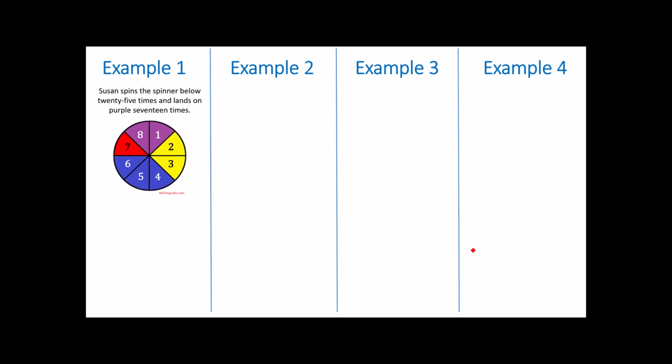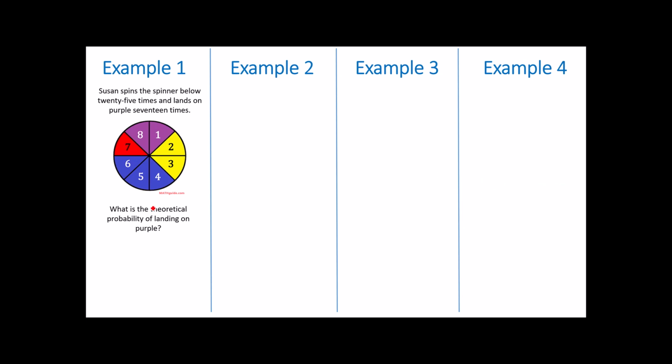So let's look at 4 quick examples then of experimental probability and talk our way through this. Susan spins the spinner below. There it is. She spins it 25 times and lands on purple 17 times. What is the theoretical probability of landing on purple?